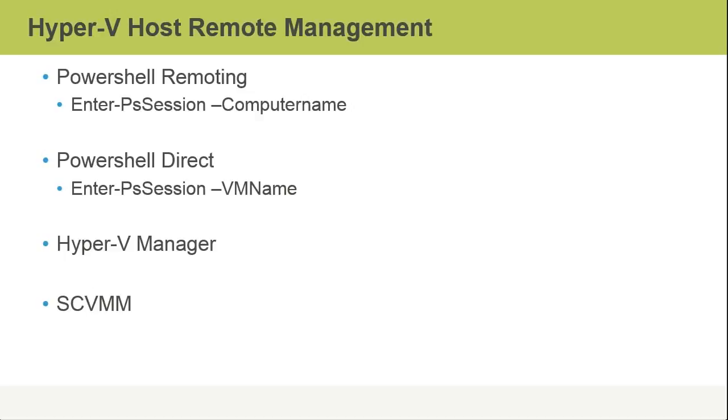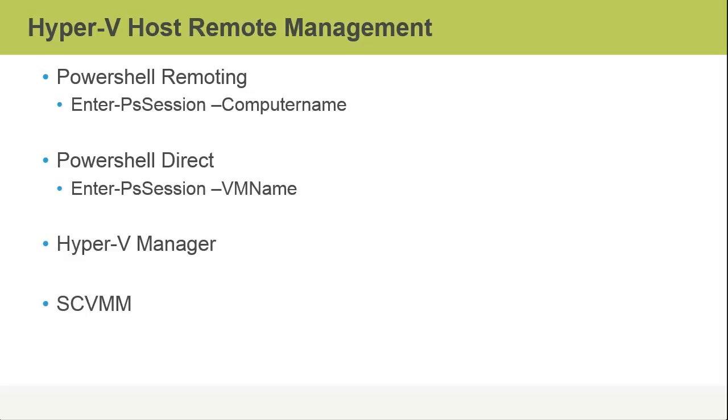We also have the option of entering a Hyper-V host running on Nano in a number of ways. We could use PowerShell remoting, so we could enter a remote PowerShell session over the network to our Nano Hyper-V host using the -ComputerName parameter. We could also use PowerShell Direct if we are on the Hyper-V host to enter a PowerShell session with a virtual machine that might be having network connectivity problems.